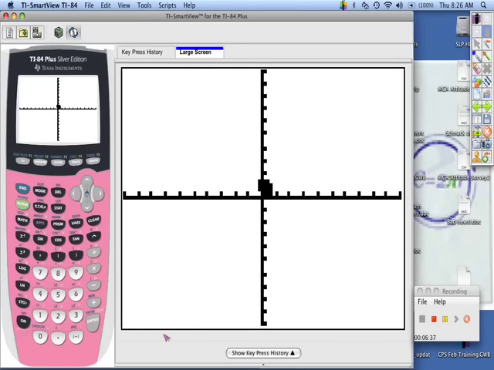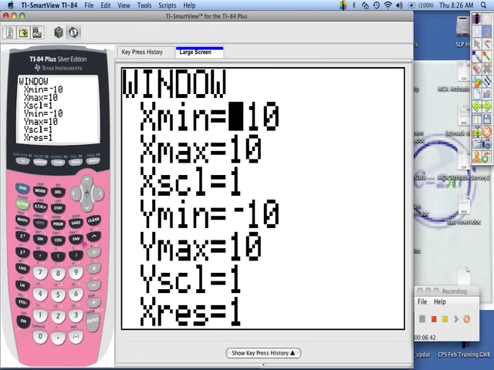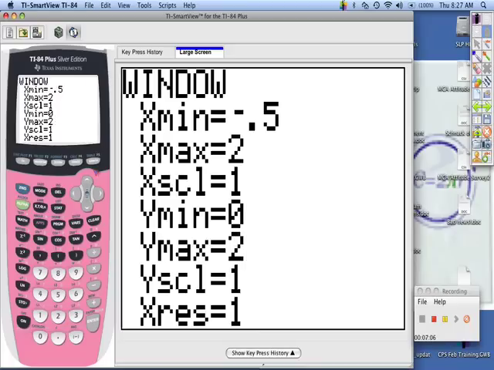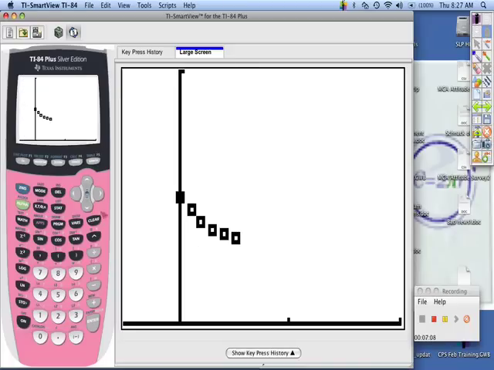And I can't really see what's going on if I look at the standard window. I'm going to change this, looking at the numbers that I had for my graph. I'm going to have my x's go from negative 0.5 to 2, which is way overkill, but that's okay. And my y's, I'm going to go from 0 to 2. And you can see a curve starting to take place here.